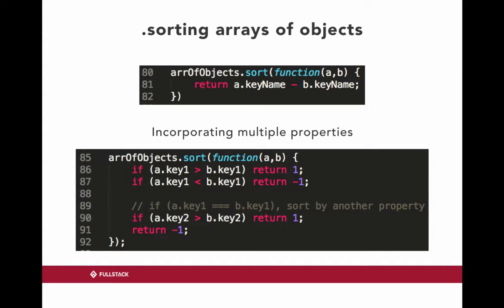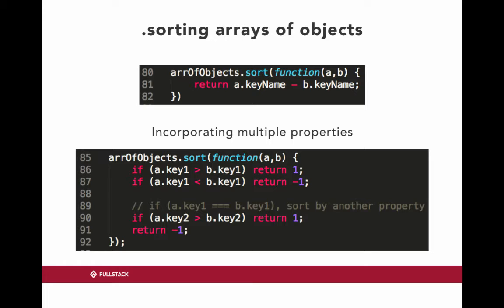Then let's say second priority is to sort by key2. So then I say if A.key2 is greater than B.key2, return 1. Otherwise, just return -1 and we're good. So that's how you prioritize and incorporate multiple fields on an object in your sorting. This is super advanced. Yes?